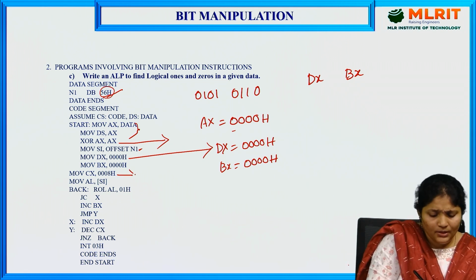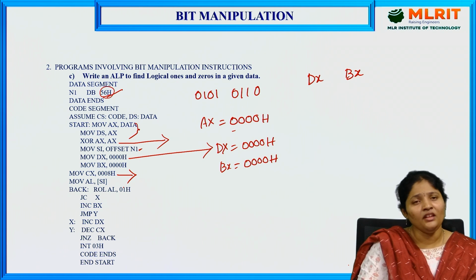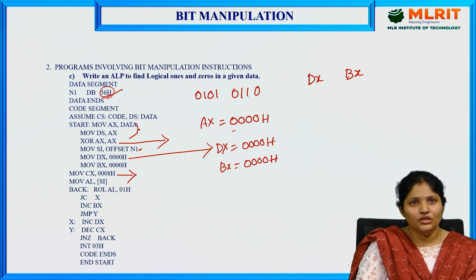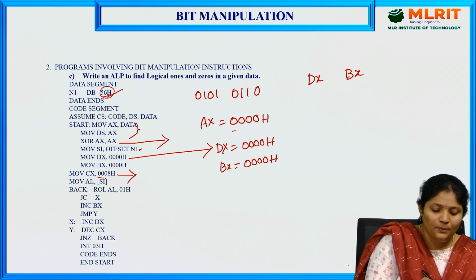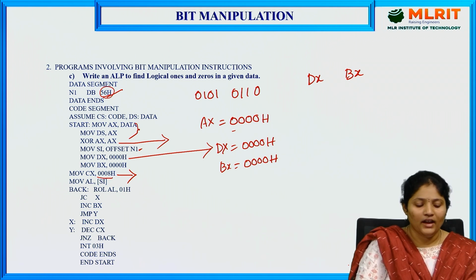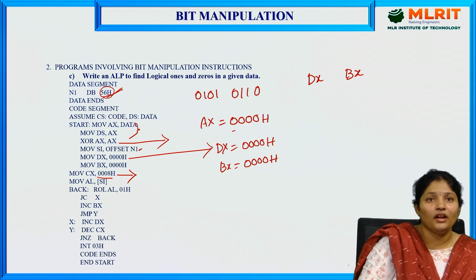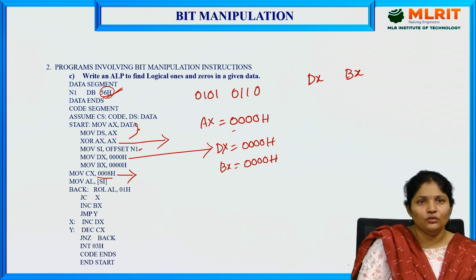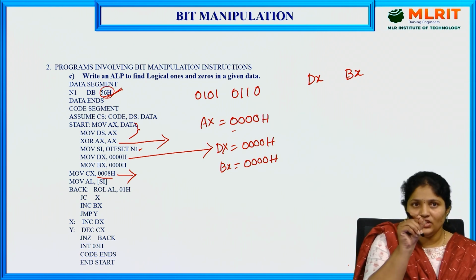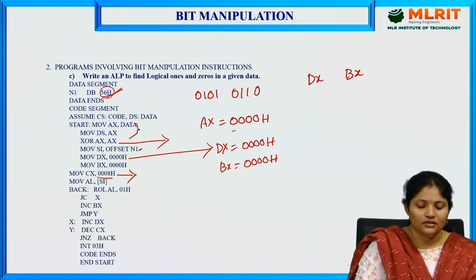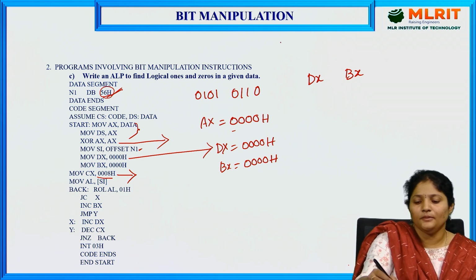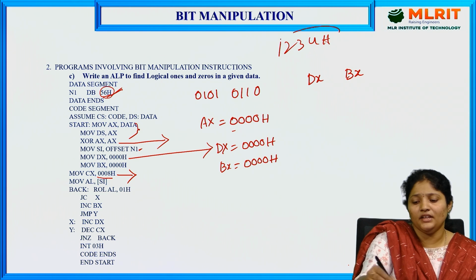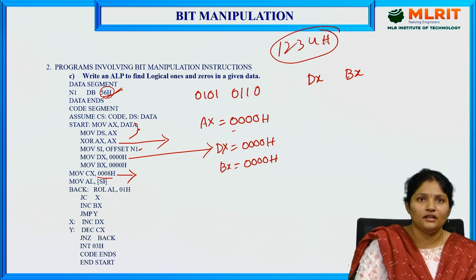Now coming to the CX register. Usually the CX register is used to keep the count. Here I kept the count as 8. Why did I keep 8? Because here I took 8-bit data. So to check each and every bit, I need to have 8 as the CX register count. If I were taking 16-bit data, then I would need to keep it as 16.